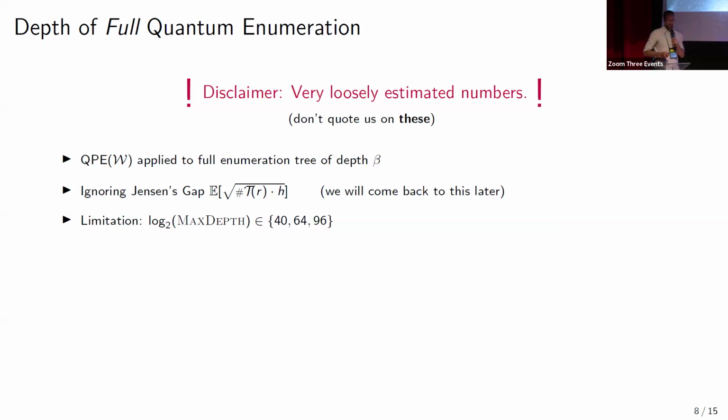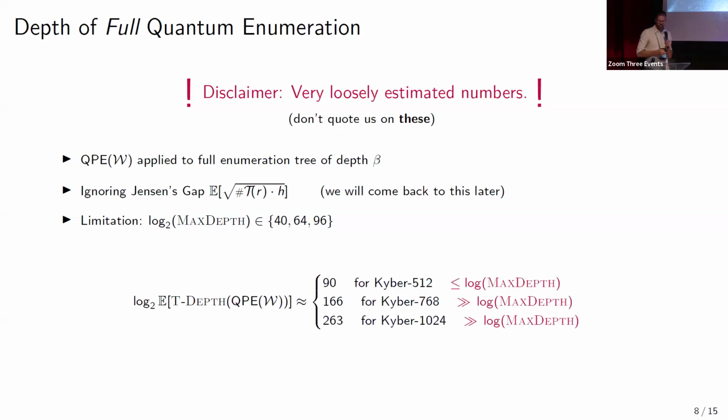Okay, and now we can take this value from before, so let's say the square root of the tree size times the height of the tree, and we can just throw in some numbers to get an idea of what the size of such a tree is and what the resulting depth would be. These are very, very loosely estimated numbers. We would make every mathematician cry who looks at this in detail, so we just ignore a lot of things, something like the Jensen gap that we'll talk about later. We'll just take a look at what happens.